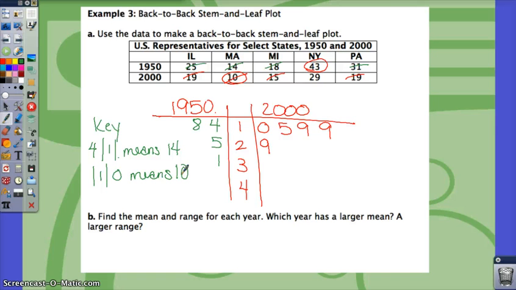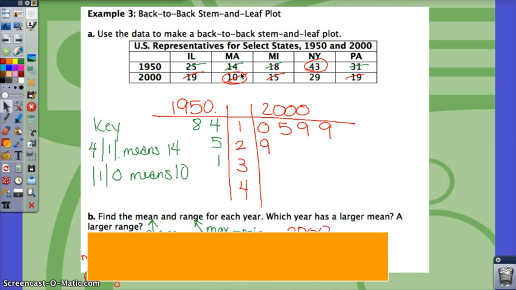Last part, guys, find the mean and the range for each year. Remember, mean is average. Add them all up and divide by how many there are. Show me your work for each year. Range, take the highest value minus the lowest value for each set and find that range. Pause and do this, and then I'll show you the work.